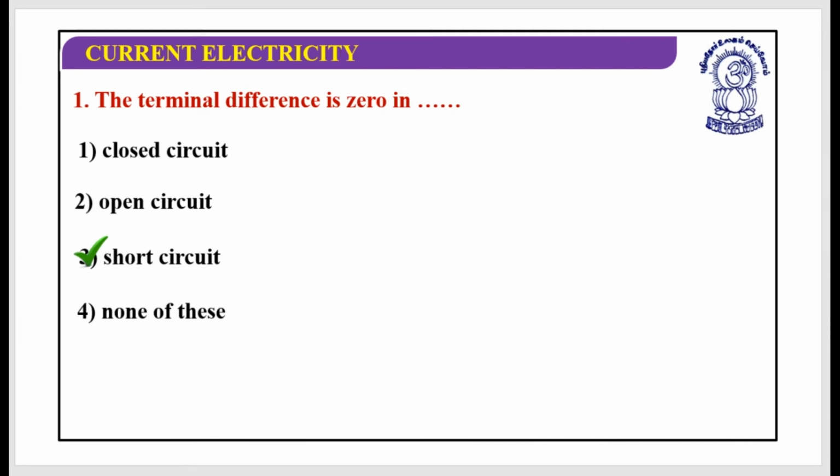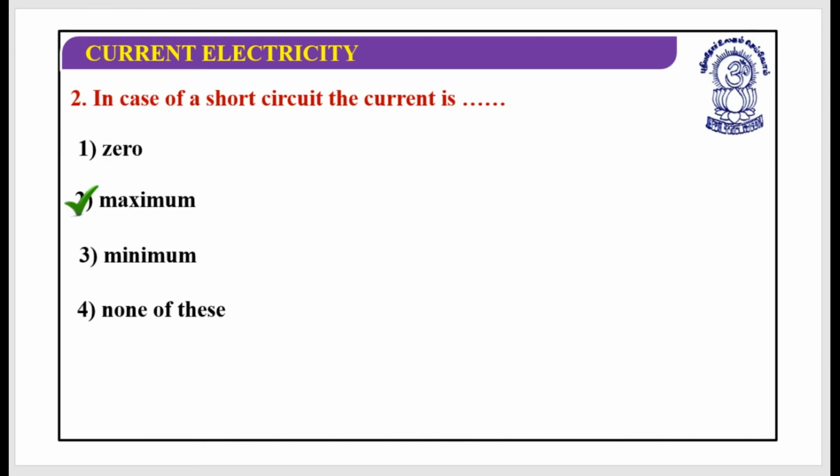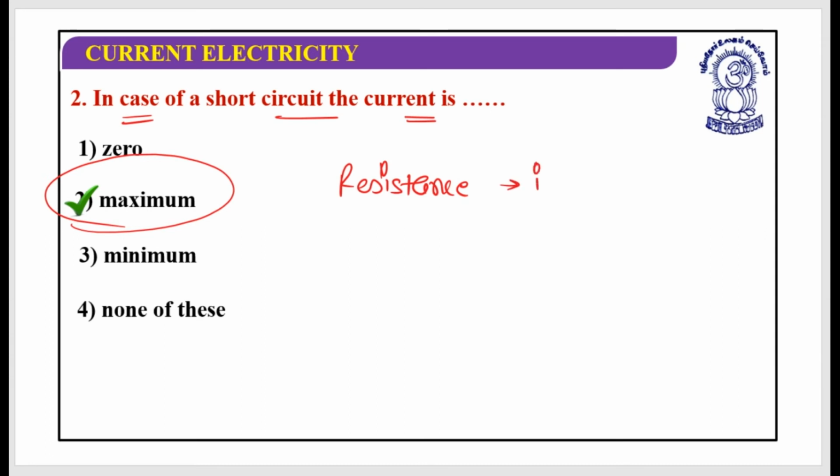Let's have a look. The terminal potential difference is 0 when it's a closed circuit, open circuit, or short circuit? Yes, short circuit is the case when the terminal potential difference is 0. Look at the next question. In the case of a short circuit, the current is maximum because resistance is 0 or very less, and when resistance is very less, current in this case will be the maximum.